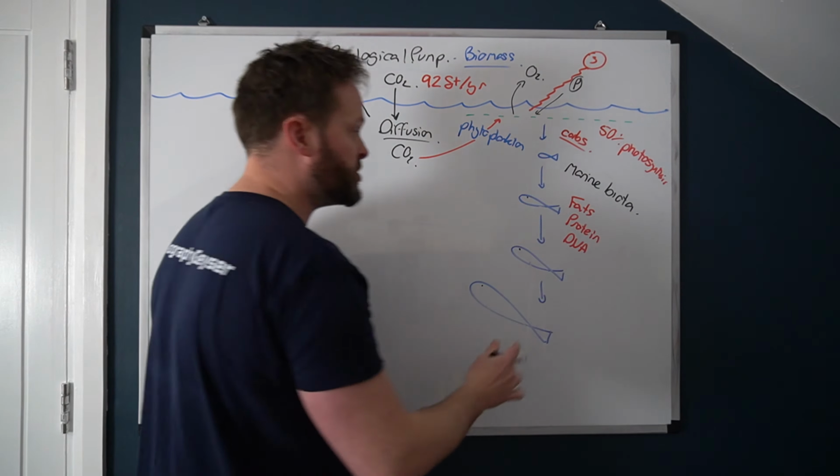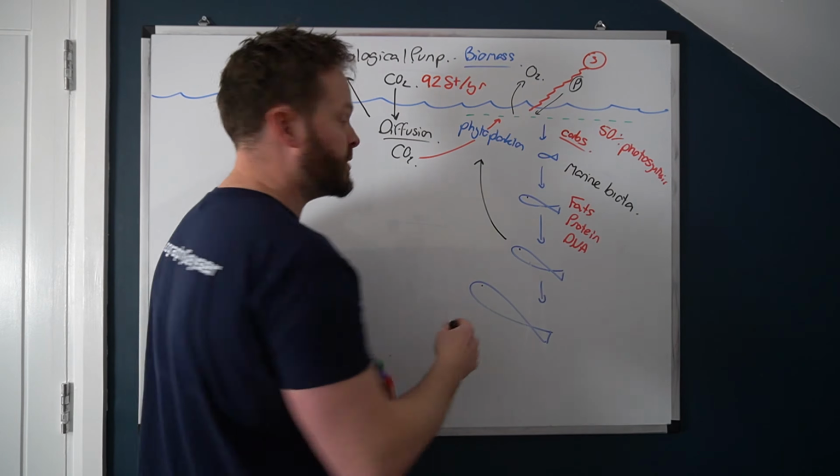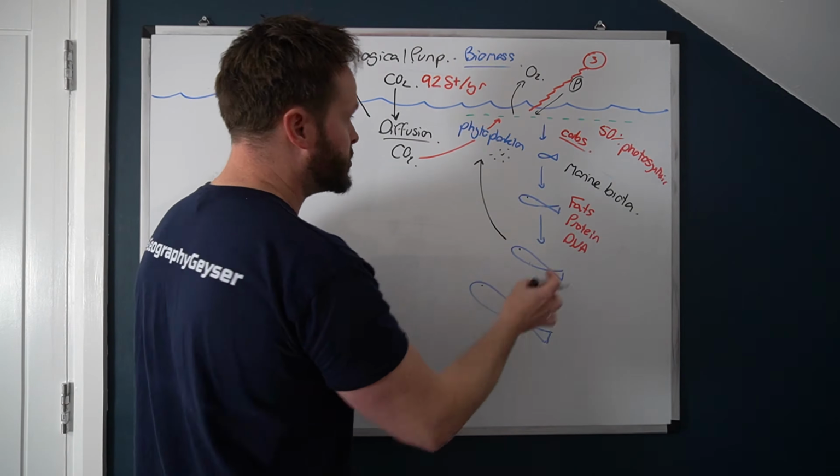Now, once it's in the food chain within our consumers, remember in the biological pump, these things can move. So they can surface and they can deposit nutrients here for the phytoplankton to use. But also what we know about consumers is that they respire.